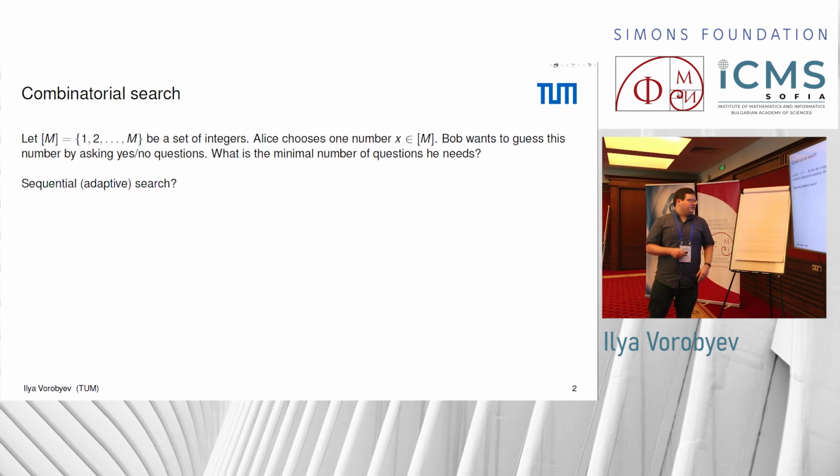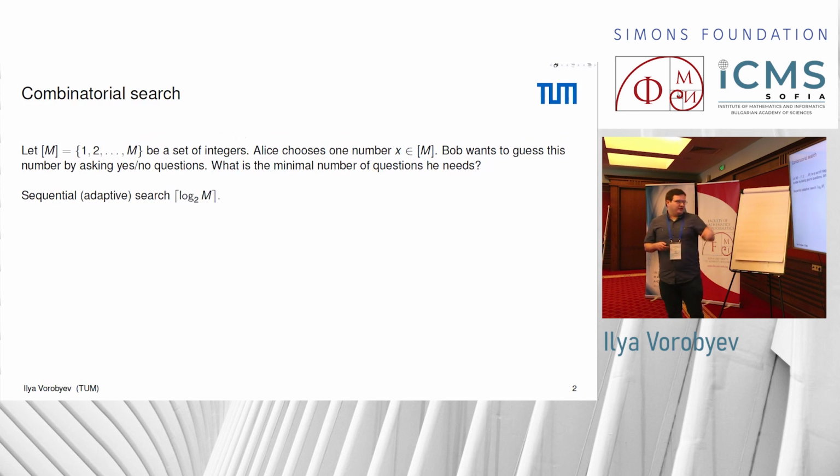And we can consider sequential or adaptive search, where he asks questions one by one. So he asks a question, he receives an answer, and then he thinks about the next question and so on. This is a very simple case, and he can obviously implement something like binary search, and then the answer is the binary logarithm of n.